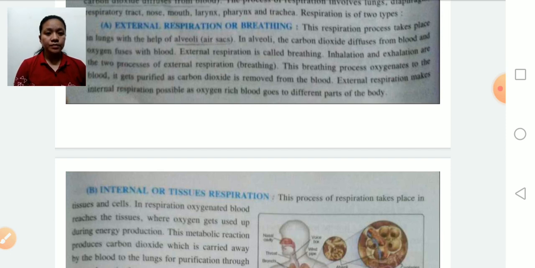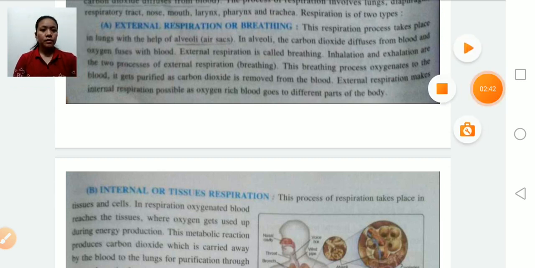External respiration is also called breathing. Inhale and exhale are the two processes of respiration, that is breathing. This breathing process oxygenates the blood.